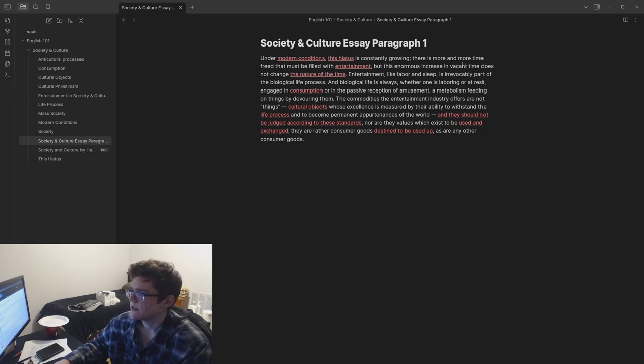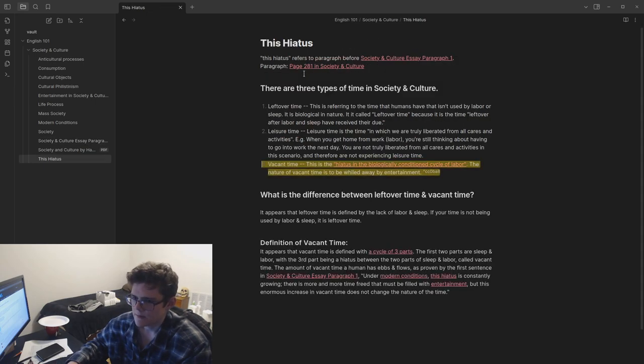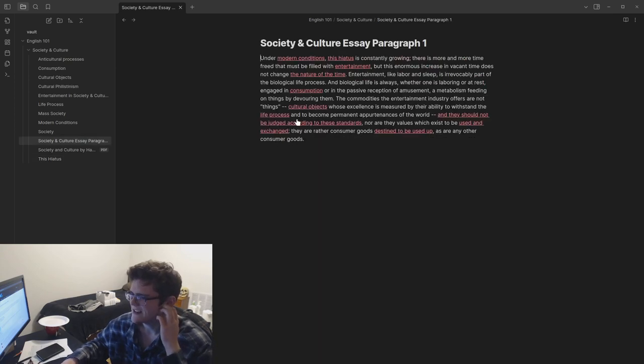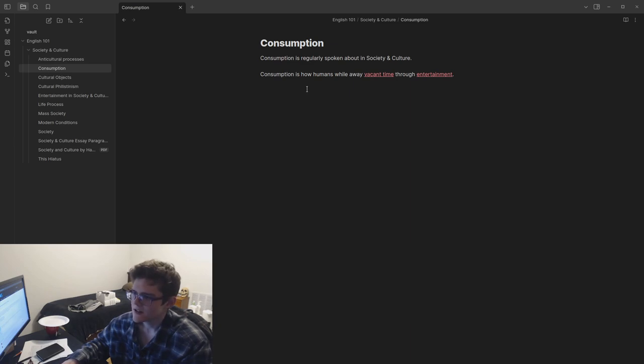But this enormous increase in vacant time does not change the nature of the time. You click on this, it brings you back to this hiatus, which is vacant time, because the nature of this hiatus is still vacant, right? Entertainment, like labor and sleep, is irrevocably part of the biological life process. Biological life is always, whether one is laboring or at rest, engaged in consumption or the passive reception of amusement. Okay, what's consumption? So let's click on this. Consumption is regularly spoken about in Society and Culture.